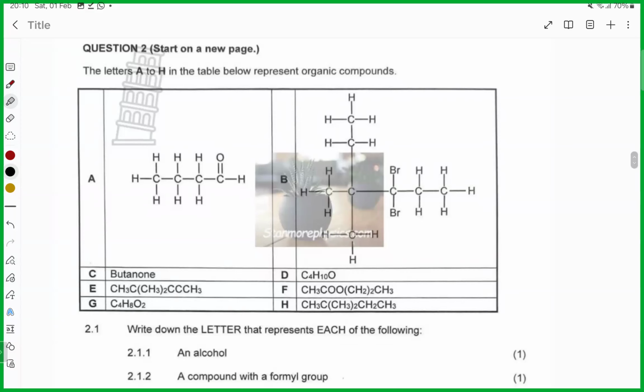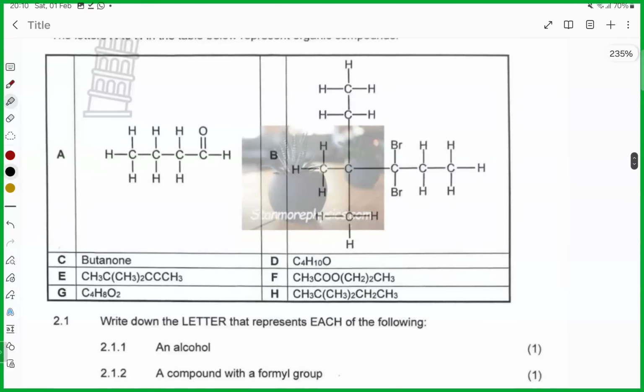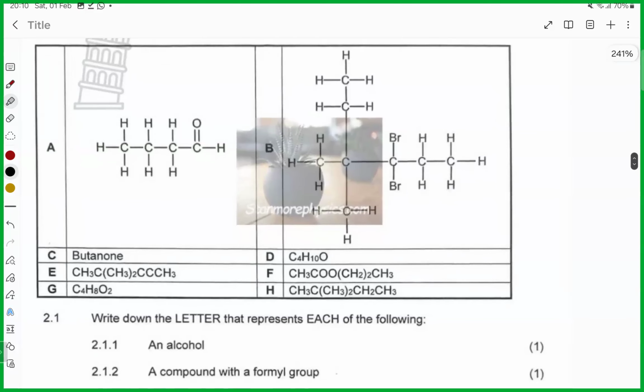Right, let's see. Which one of the following is an alcohol here? Do not scream out the answer, because I'm going to ask you for the reason. If you're certain of it, then you may go for it, and you can provide us with the reason. D, because the general formula for an alcohol is CnH2n plus 2O.